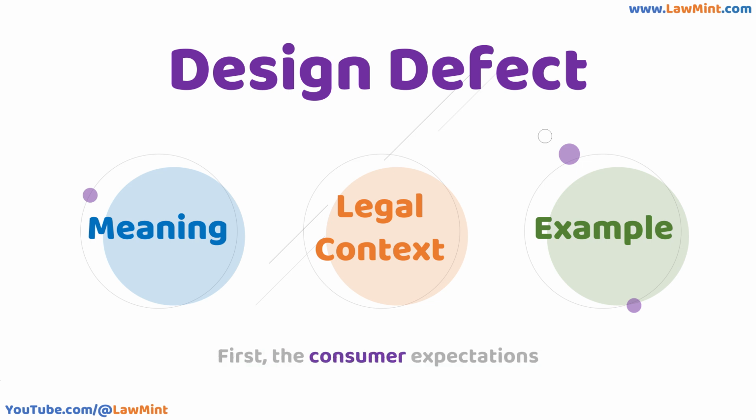First, the consumer expectations test, asking if the product failed to perform as safely as an ordinary user would expect. Second, the risk utility test, evaluating whether the product's inherent danger outweighs its utility. Under the risk utility approach, a plaintiff must prove that a safer, cost-effective alternative design was practically feasible at the time of manufacture, but the company failed to use it.